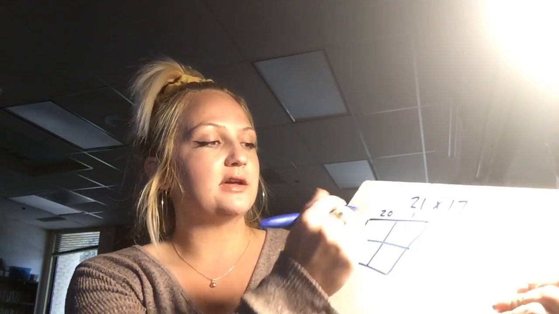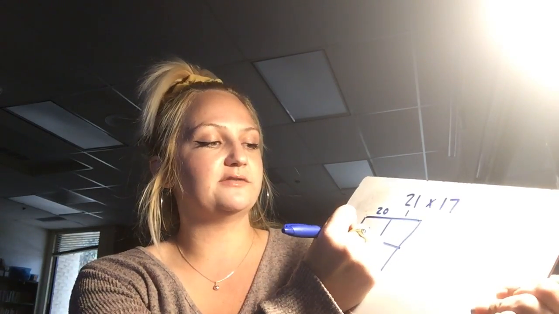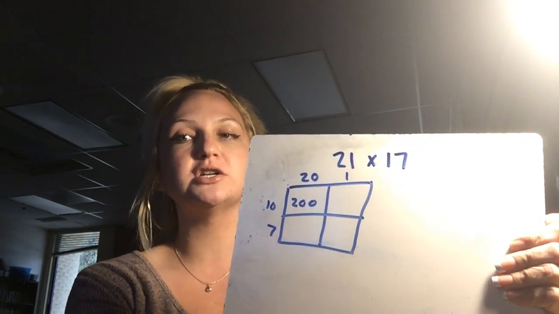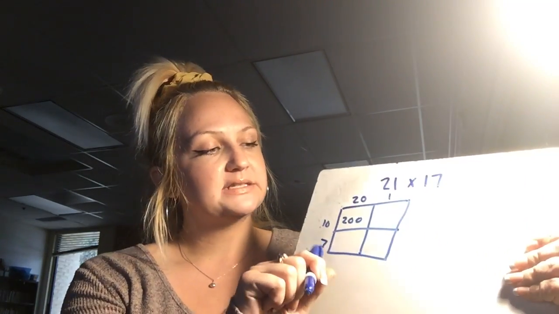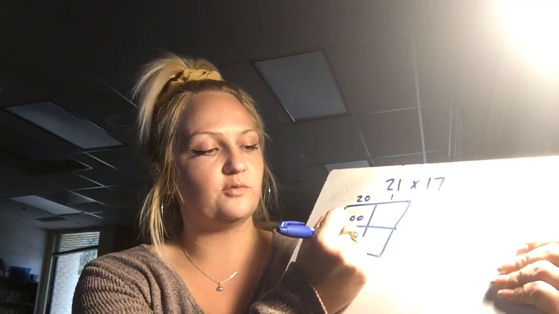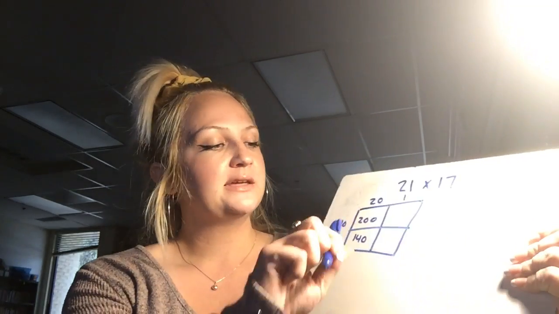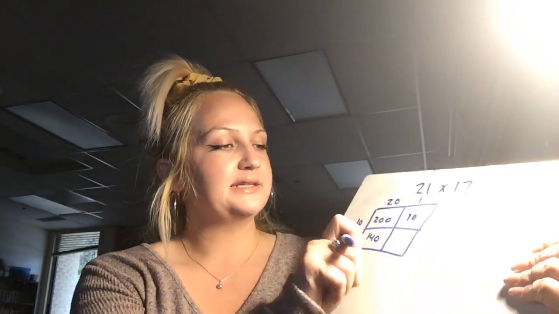10 times 20. 1 times 2 is 2, and then I have 2 extra zeros, so that would be 200. 7 times 20. 7 times 2 is 14, and then I have 1 extra 0, so it's 140. 10 times 1 is 10. And 7 times 1 is 7.